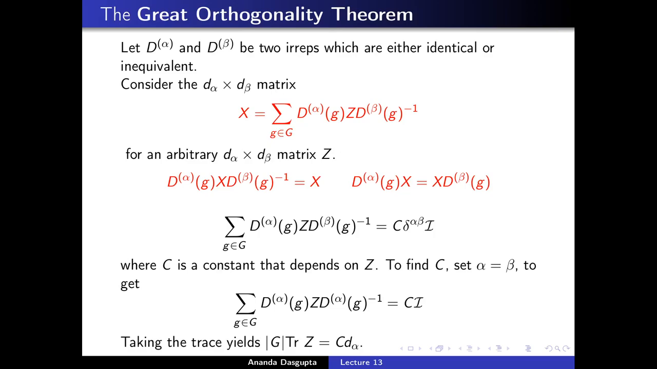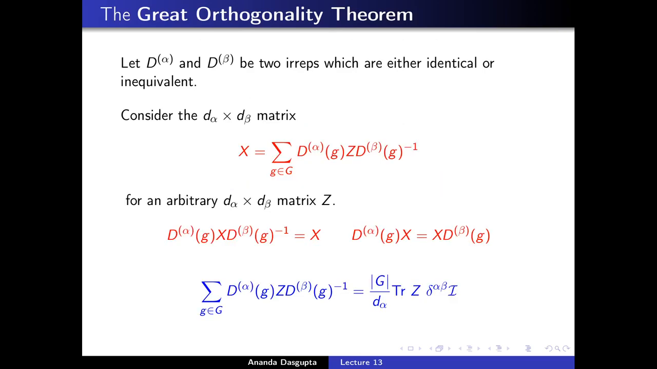And putting all this together in the expression, what we end up with is this. The sum over all small g, all elements of a group, of d alpha of g, Z, d beta of g inverse, where Z is some arbitrary small d alpha by small d beta matrix, must be equal to delta alpha beta, and this ensures that you only talk about the rest of the factors when alpha equals beta, times mod G by d alpha, trace Z, times the identity, the d alpha dimensional identity.